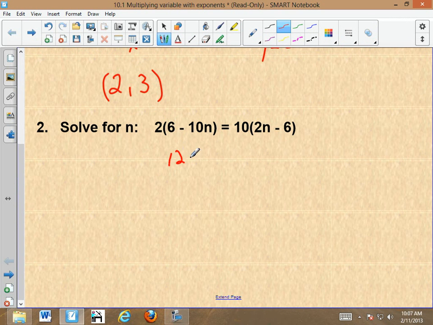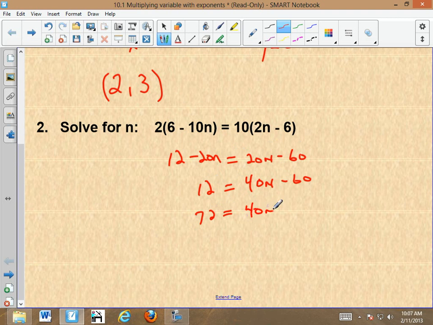Okay, I'm going to distribute. 12 minus 20n equals 20n minus 60. 12 equals 40n minus 60. 72 equals 40n. Now I divide 72 by 40, and I get 9 over 5 equals n.